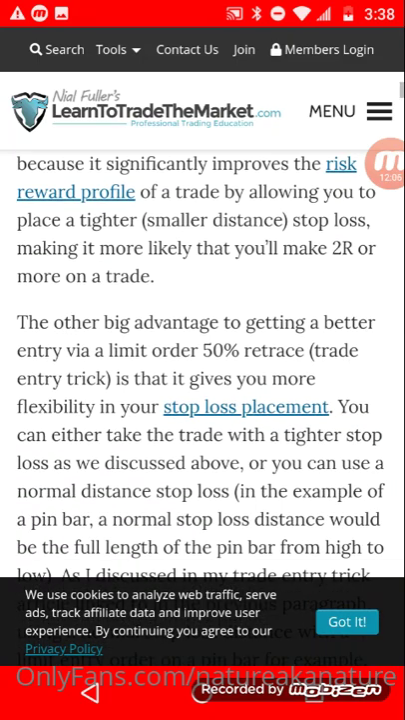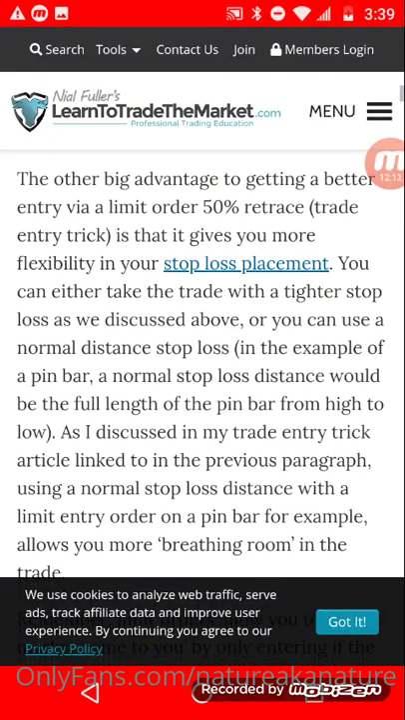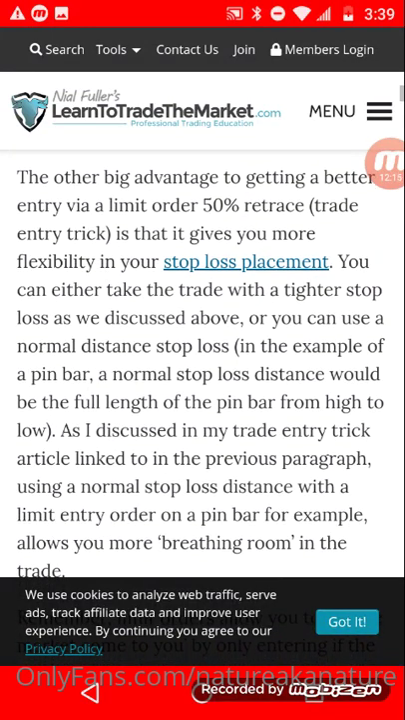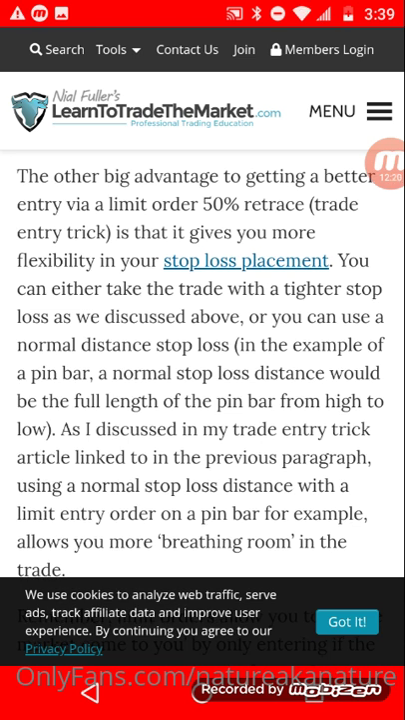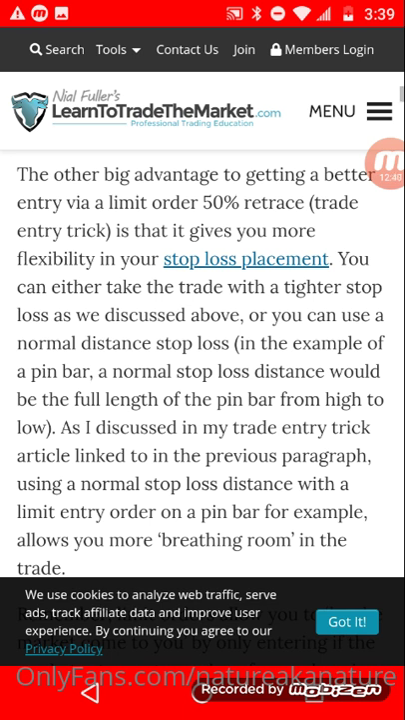The other big advantage of getting a better entry with a limit order off the 50% retrace trade entry trick is that it gives you more flexibility and more comfort in the trade. You're not running around like a chicken with its head cut off. You also put your stop loss in case price does a fake out or anything that goes against you. So you either take a trade with a tighter stop loss, as we discussed above, or you can use a normal distance stop loss.